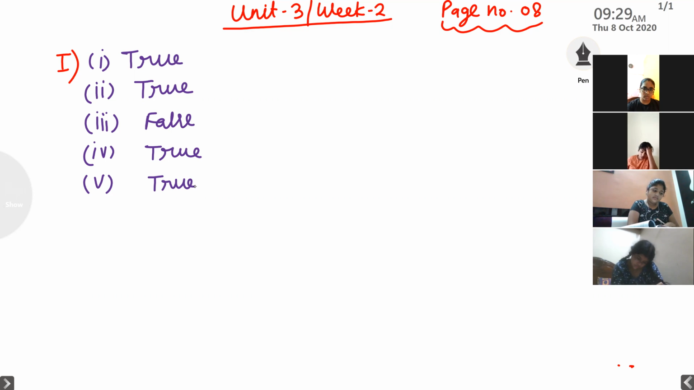Right. Sixth, there exists only one rectangle with the given length and breadth. Yes, true. If they have given one length and breadth, we can draw only one rectangle. Seventh, there exists only one square with side 4 given. True, because if side is 4, only one square we can draw.